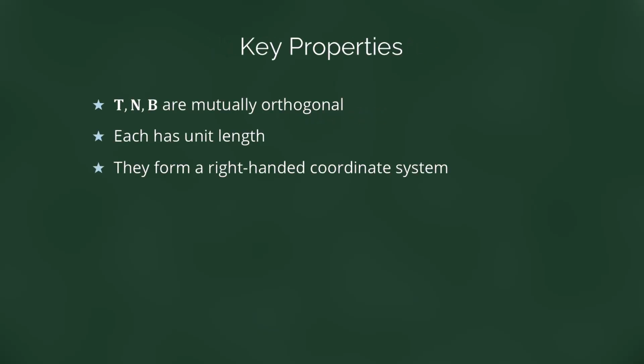The unit binormal vector is perpendicular to both T and N, pointing away from the plane formed by them. We know that to create an orthogonal vector to two vectors, we can take their cross product. And the unit binormal vector is in fact defined as the cross product of the vector T with the vector N. Some key properties to keep in mind as you work with these three vectors: T, N, and B are mutually orthogonal. In other words, any two of them, when you take their dot product, you'll get 0. Each of them has unit length, so their magnitudes are all 1. And together they form a right-handed coordinate system.